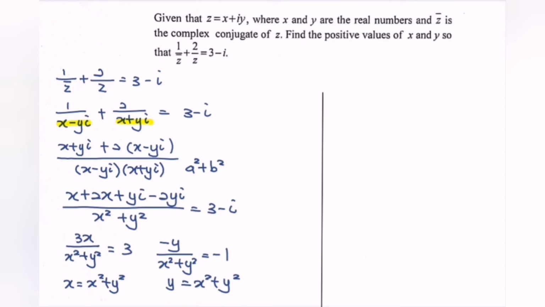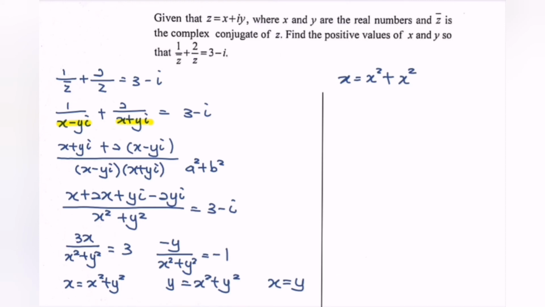Next, we can see that x is actually equal to y, because x equals x squared plus y squared, and y is also equal to x squared plus y squared. So as a conclusion, x equals y. Kindly substitute: x equals y, so x equals x squared plus y squared, where y is equal to x, so we will have x squared as well.